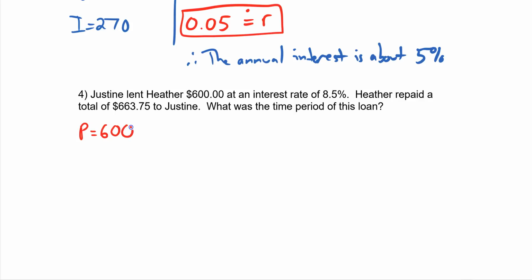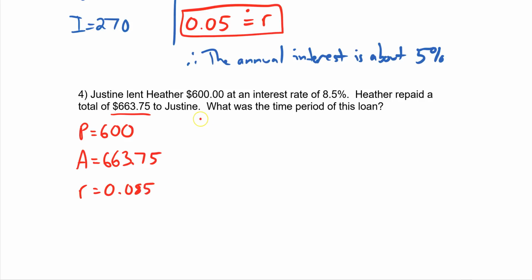So that's how much Heather actually got. But when Heather pays back the money, she has to pay that $600 plus the interest that she earned along the way. So the amount that she paid back, that's actually the total amount, $663.75. Now, we're going to have to use this somehow to figure out one part of our equation. But what else do we have here? The interest rate is 8.5%. So R is 0.085. And what we want to figure out is T.